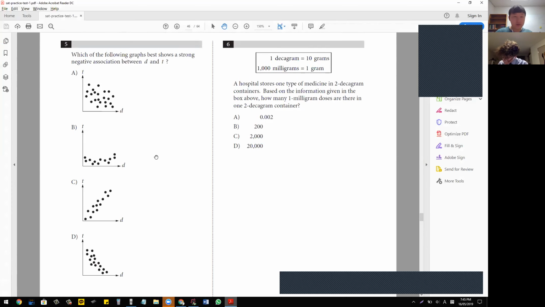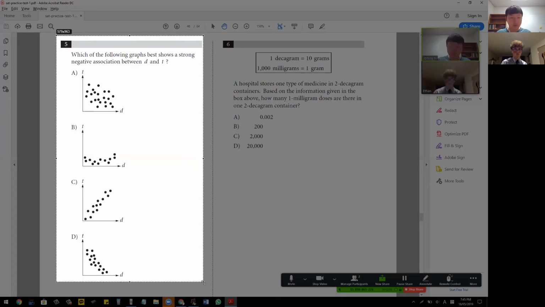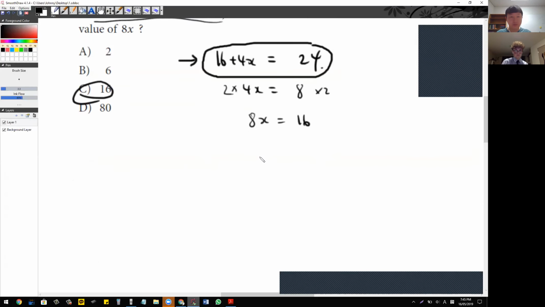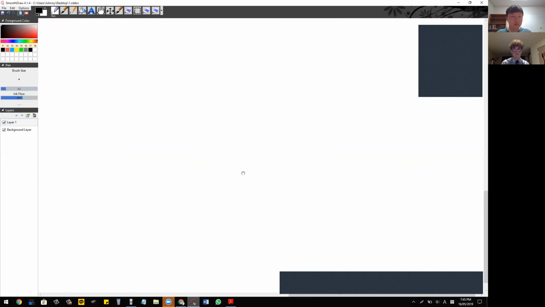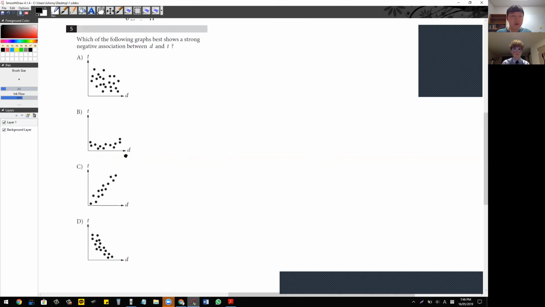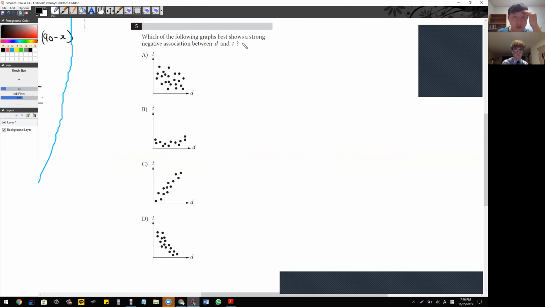So this one is about statistics. Have a look at question 5 there, section 4. Which of the following graphs best shows a strong negative association between D and T? It's a very basic question. Must be D, that's right. As D grows, T goes down. That's the negative correlation, negative association.